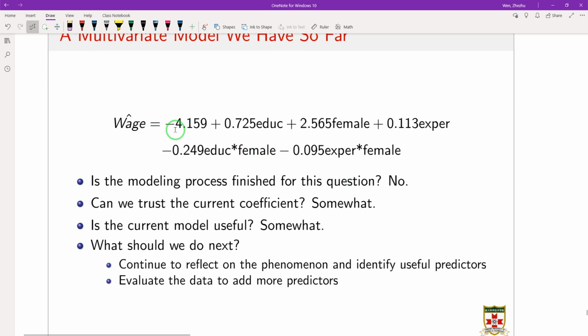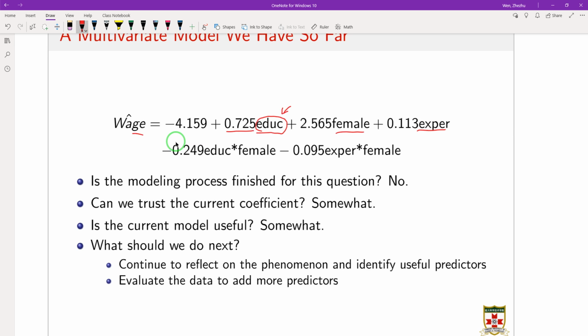So this is our multivariate model we have so far, where you have multiple predictors, and I'm going to show you how to interpret the result. Okay, so this is our model, and when you interpret the result, you typically interpret one variable change at a time. In other words, given all other variables remain the same value, a change in this particular variable will accompany this amount of change in wage.